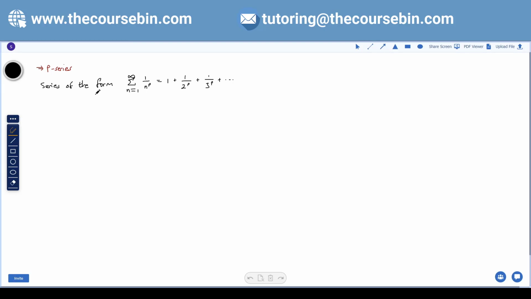So an interesting thing about the p-series is that for the case when p is equal to 1, you get the harmonic series that we mentioned before. So for p equals 1, we get the harmonic series. This is the sum from n equals 1 to infinity of 1 over n, which is 1 plus 1 over 2 plus 1 over 3, etc.